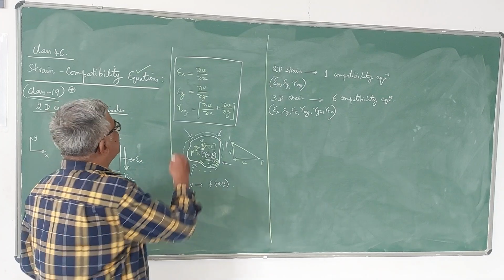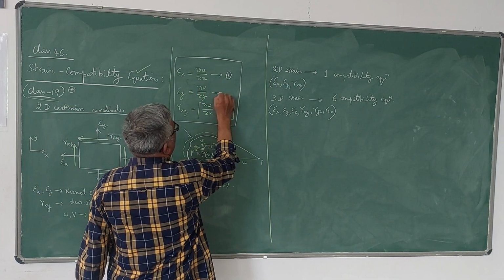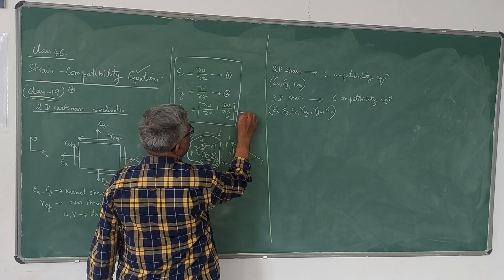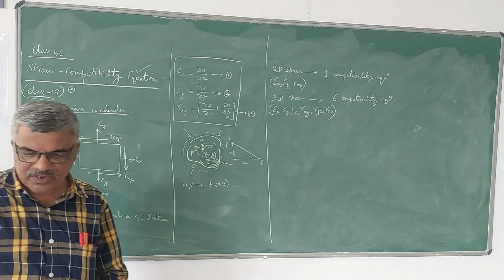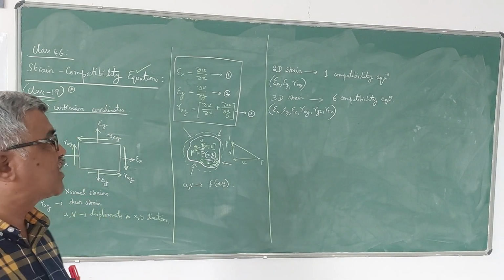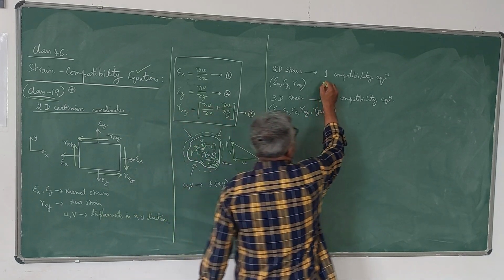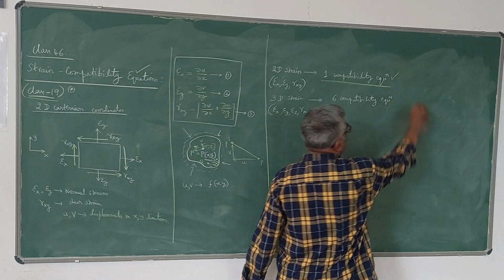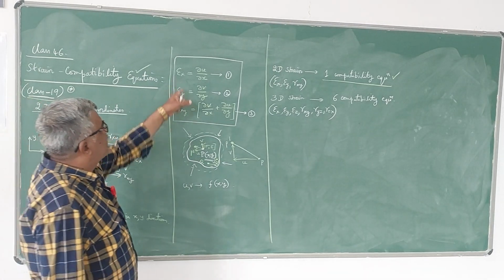So using these 3 equations, let me call these equations 1, 2, 3. So this is by definition. Using these 3 equations, we can arrive at the strain compatibility equation. Now let us derive the strain compatibility equation for a two-dimensional strain system. Now I will take one by one.